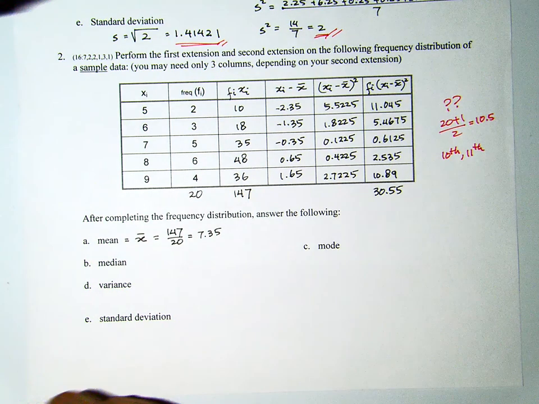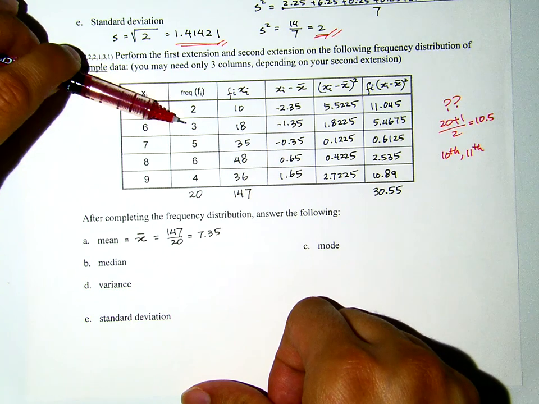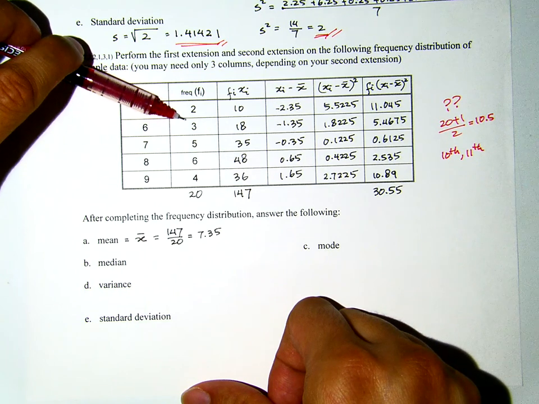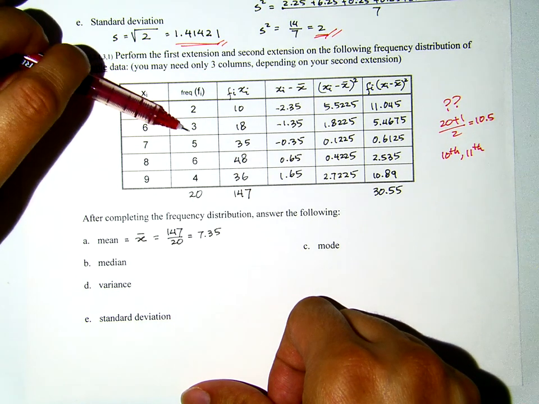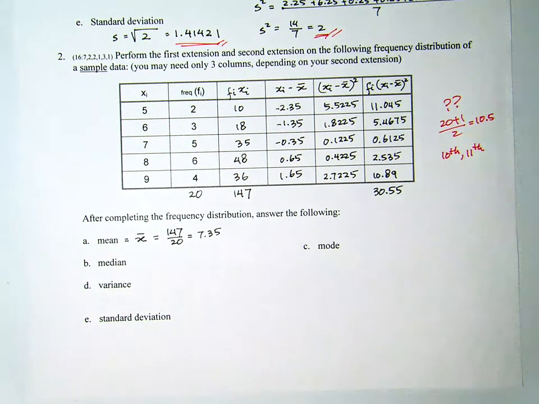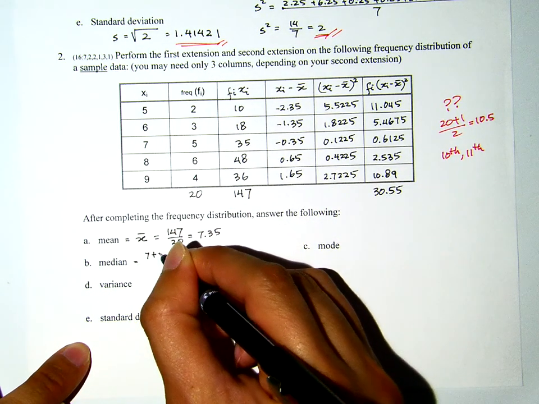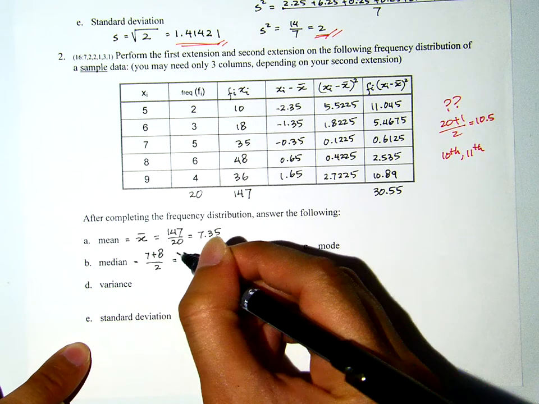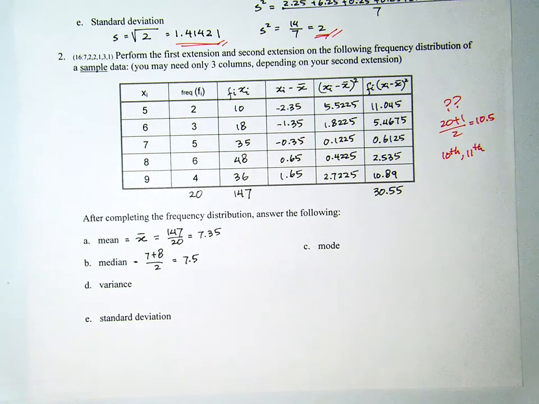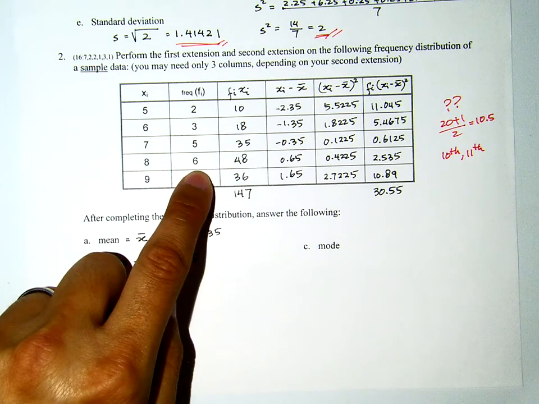Now let's see the frequency. If we sort it from the bottom, the first two data are 5, the next three are 6, so data number 5 is 6. The next 5 are 7, which means data number 10 is 7, and data number 11 is 8. 7 plus 8 divided by 2, that will be 7.5. Now the mode I think is the easiest one, because the most frequent data is 8.